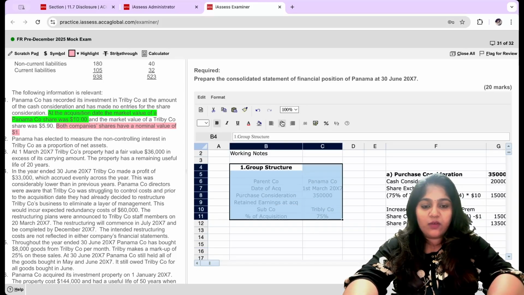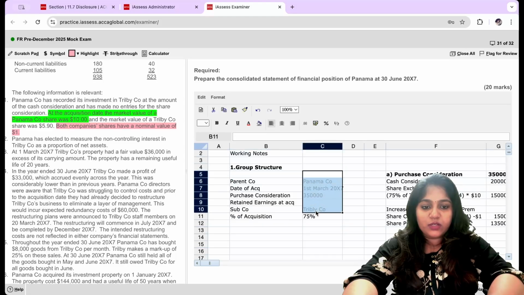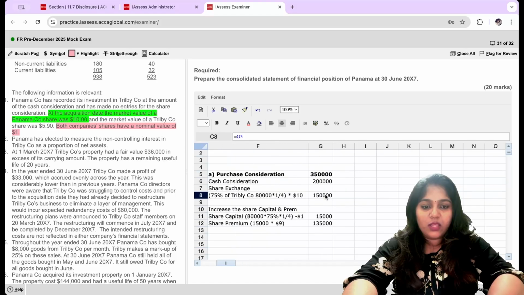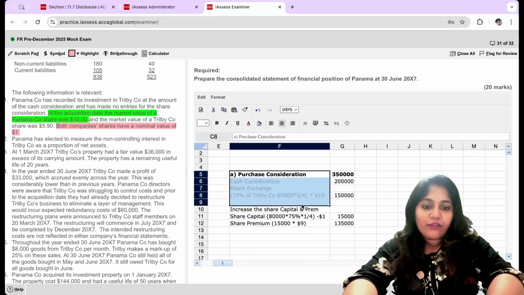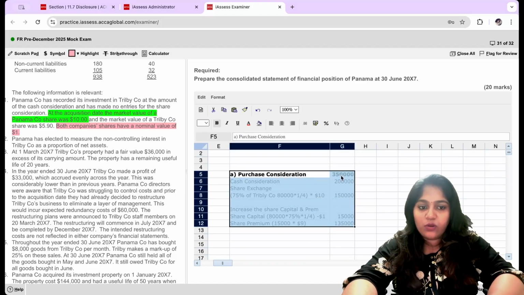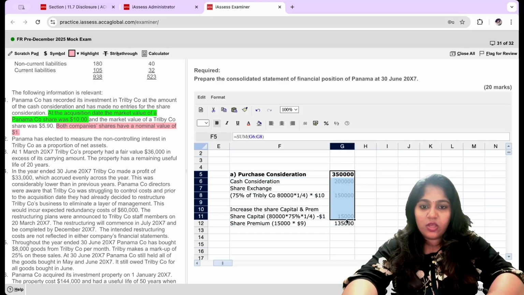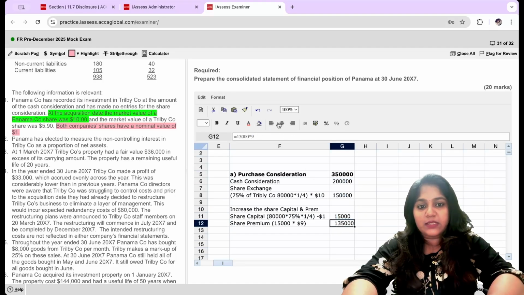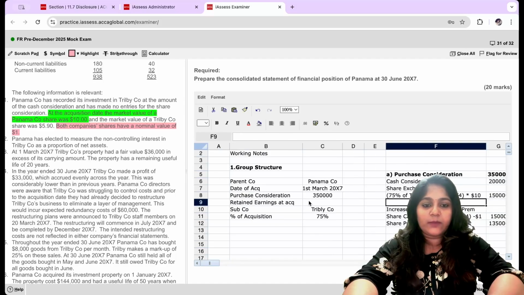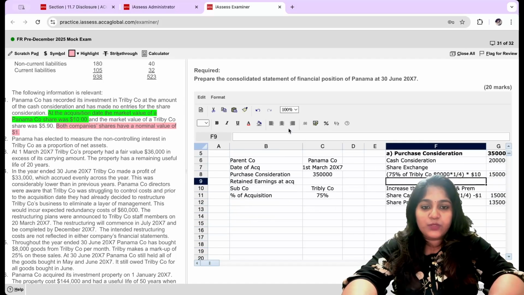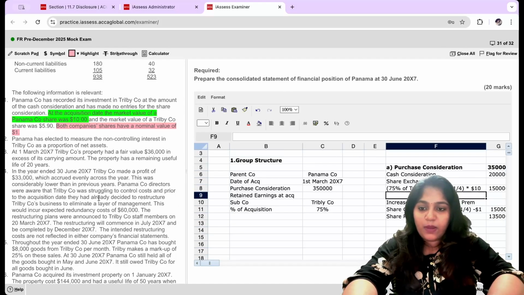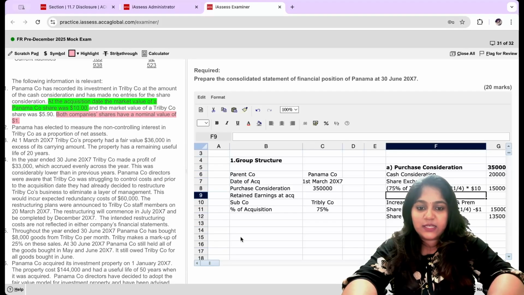So this is my working note number 1, group structure. We have retained earnings to be considered, but let's wait for it. You don't always have to do this, but I would always suggest you have it properly aligned so that you yourself will understand, instead of somebody else. You can give the references accordingly. Right, we are done with group structure. Let's move to the next part, fair value of net assets at acquisition.